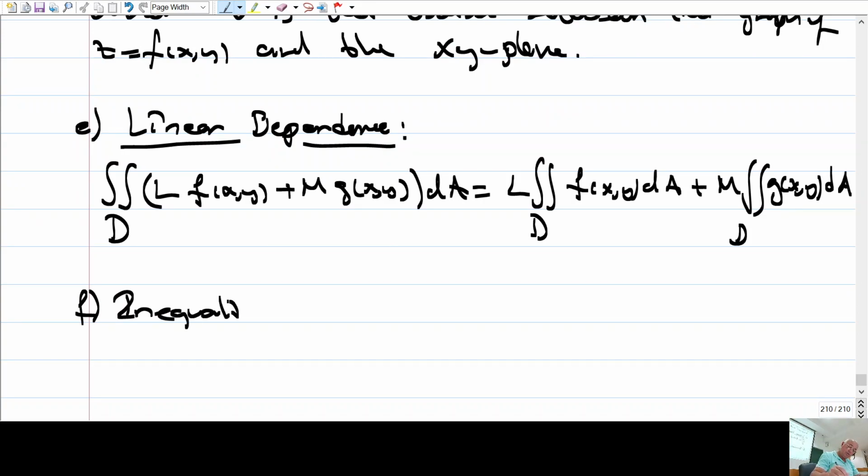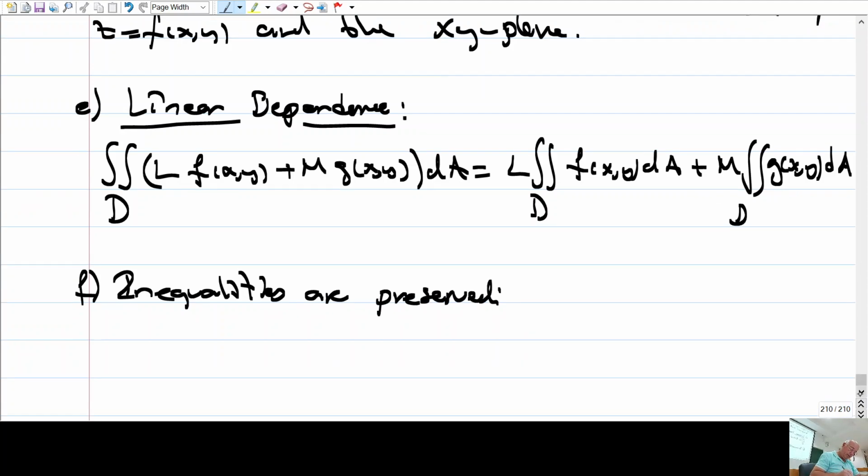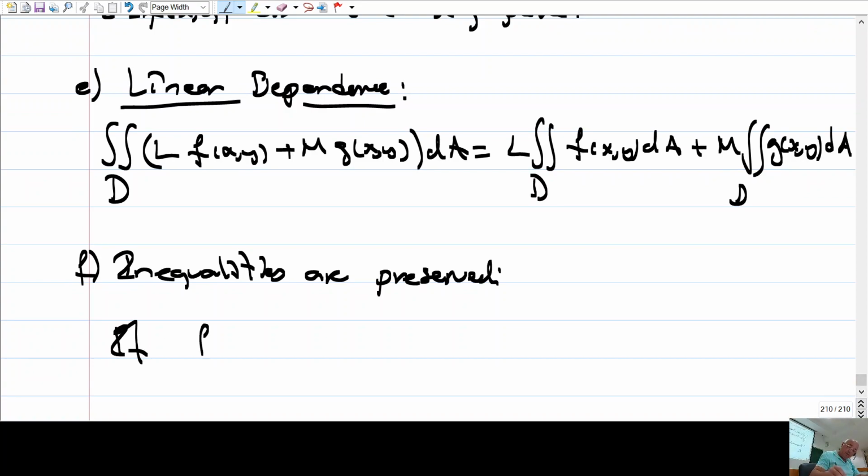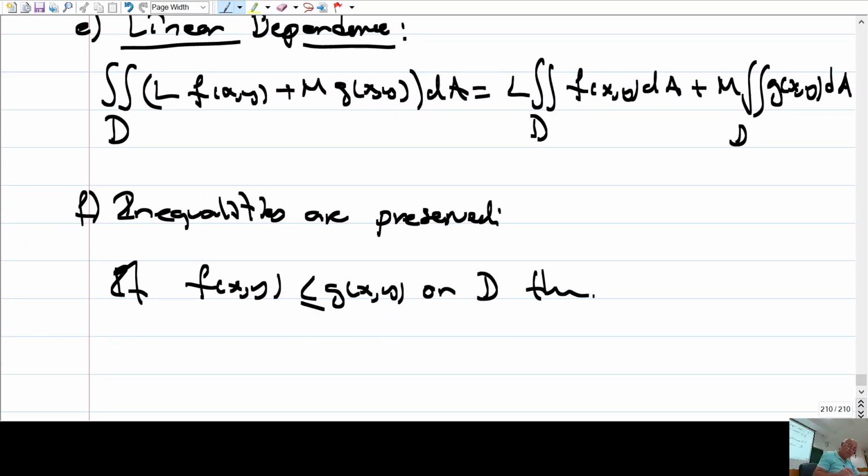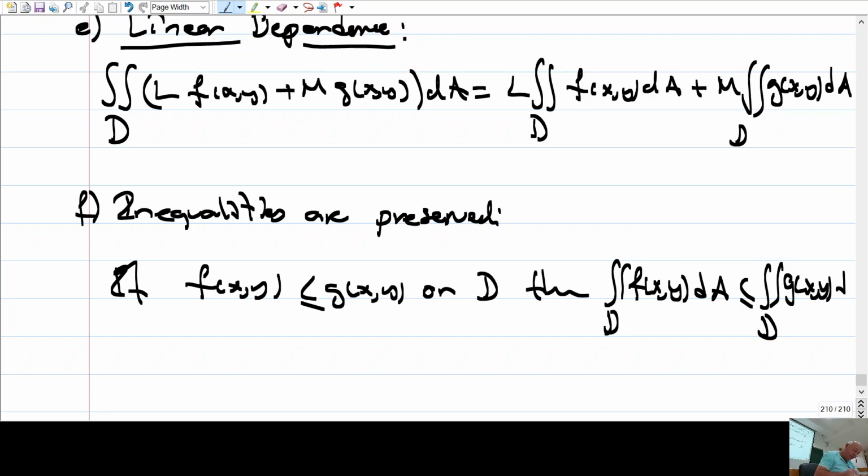Inequalities are preserved. Namely, if f(x,y) is less than g(x,y) on D, at every point of D, then the integral of f(x,y) dA is less than the integral of g(x,y) dA.